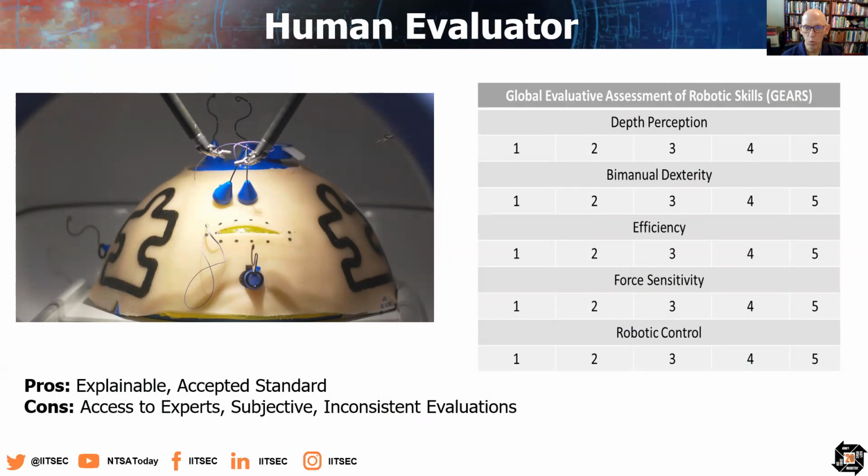They get a Likert score and a total Likert score that sums those up. It's nice because it's very explainable and it's an accepted standard. So those are the pros.